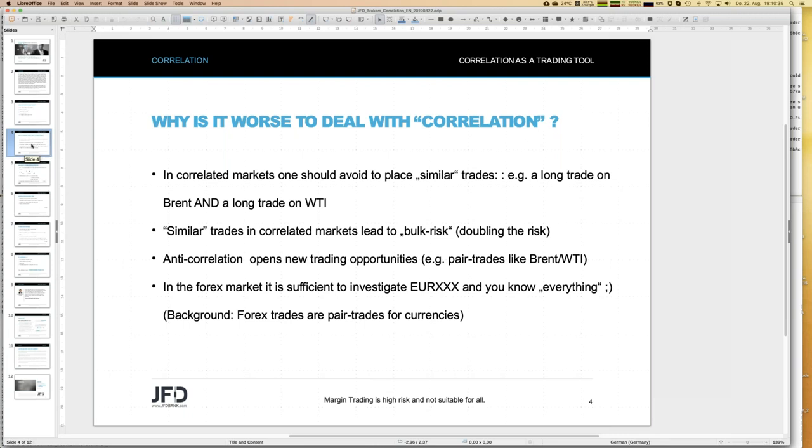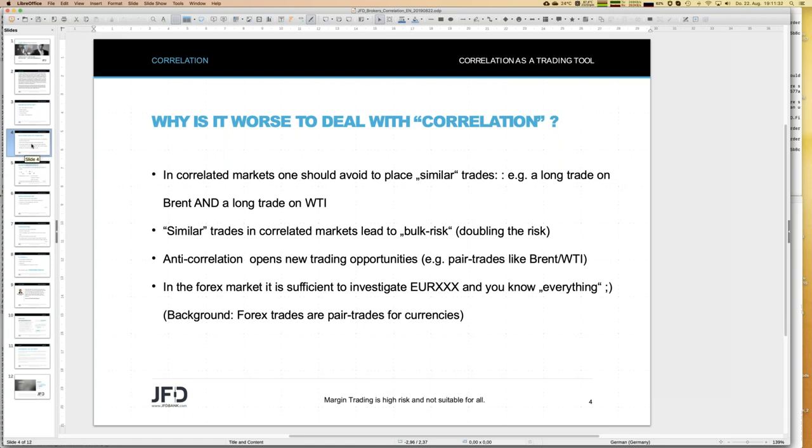The same is, by the way, true if you look at indices. In principle, at least, it's the same. It's not as correlated as Brent and WTI, because it might be that US markets go north for a long time, and maybe European markets are flat, or at least don't have the same slope. By the way, that is true for the last decade: the US market is much stronger than European indices. But in general, they are mostly correlated, S&P 500 and DAX, but not like Brent and WTI.